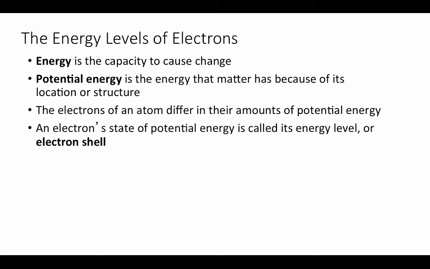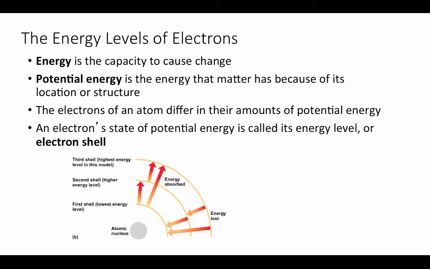And an electron's state of potential energy is called its energy level. And we can think of this as a series of electron shells at different distances from the nucleus. So remember that electrons are attracted to positive charges because they're negatively charged. Opposite charges attract one another. So their lowest energy state is being very close to the nucleus.